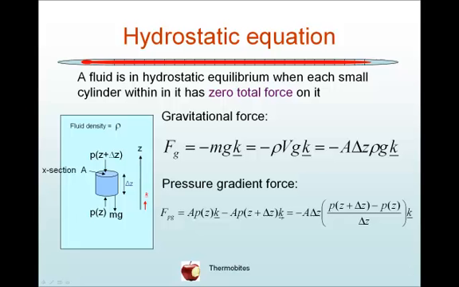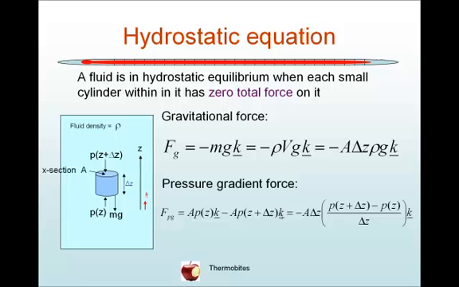The hydrostatic equation. In this video we're going to derive this equation and use it to make sensible statements about the vertical structure of the atmosphere. In particular, what we can say is that a fluid is in hydrostatic equilibrium when each small cylinder within it has zero total force on it. Applied to the real atmosphere, what this means is that the atmosphere doesn't fly off into space. There's a balance of forces so that there's zero net acceleration.